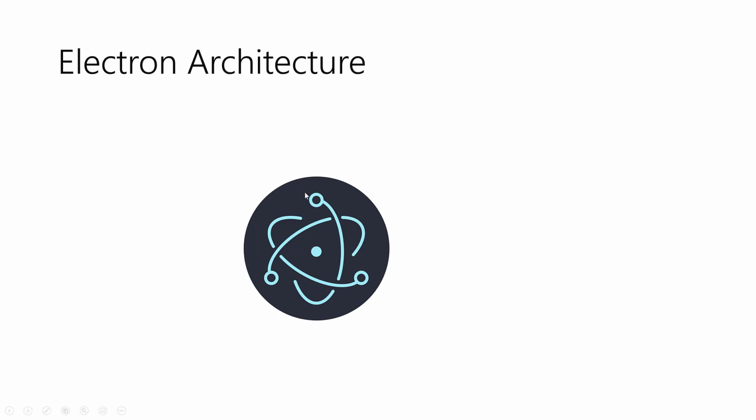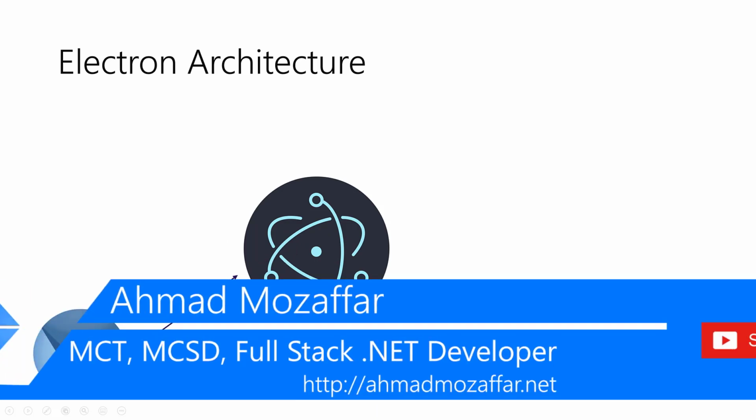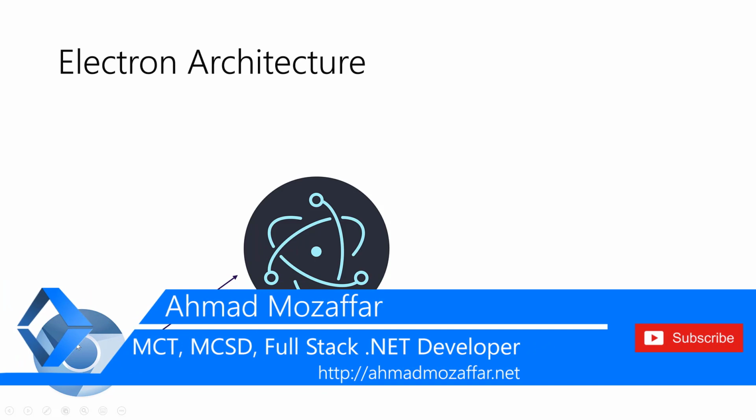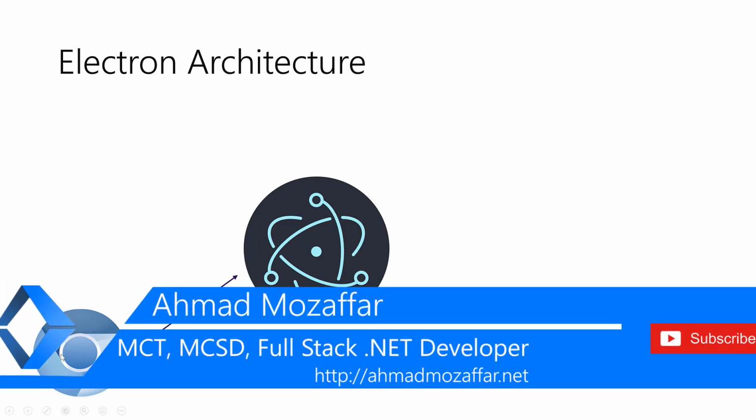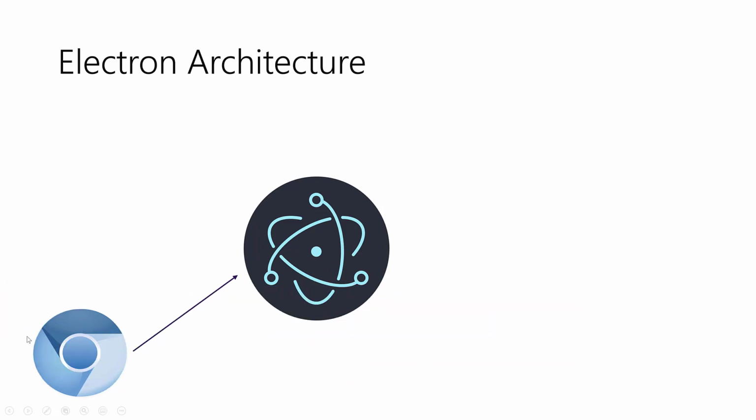Basically, let's assume that this is our Electron application. Electron depends on Chromium, which is the open source version of Google Chrome. So it has its own browser engine to render the web pages. So you can see here, each Electron application has its own browser. It's a browser itself that's based on Chromium.